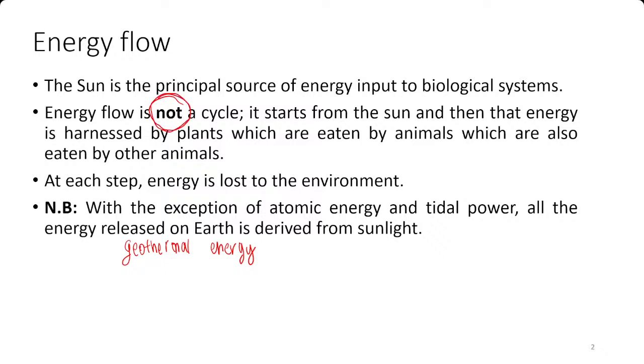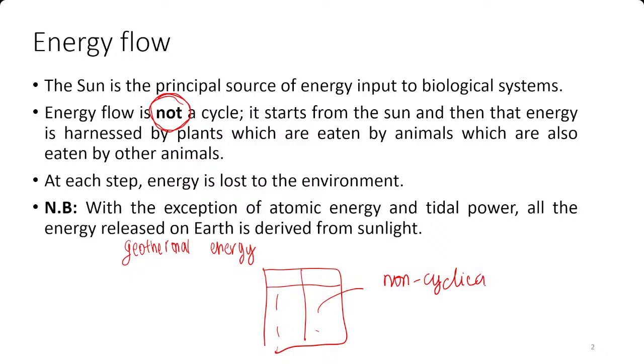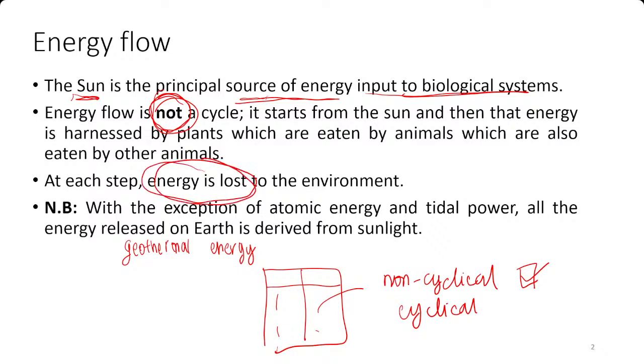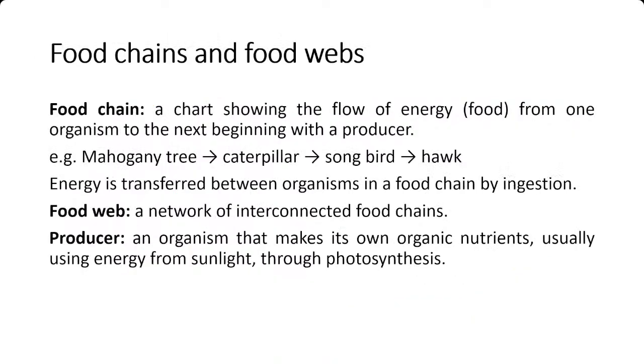There has been an MCQ before where they asked what kind of energy flow it was. There was a table like this, and you had to choose between non-cyclical and cyclical. The correct answer would be non-cyclical because we know that energy flow is not a cycle. And the sun is the principal source of energy input to the biological systems. At each step, energy is lost to the environment. These are basically the main things that you need to know for this chapter.